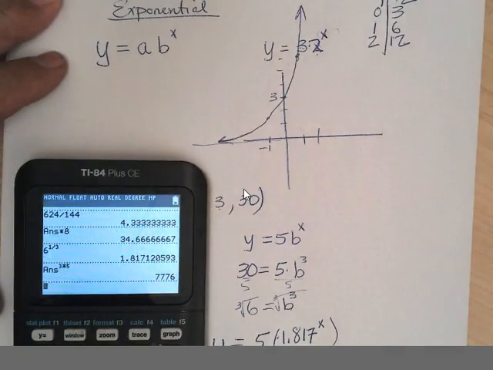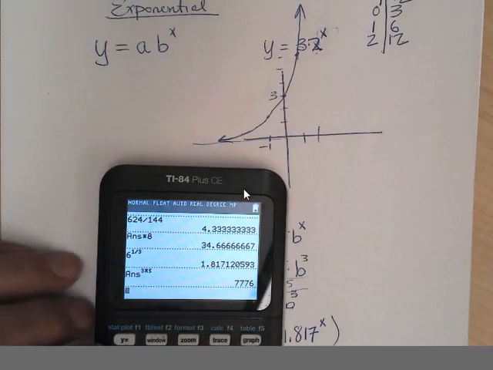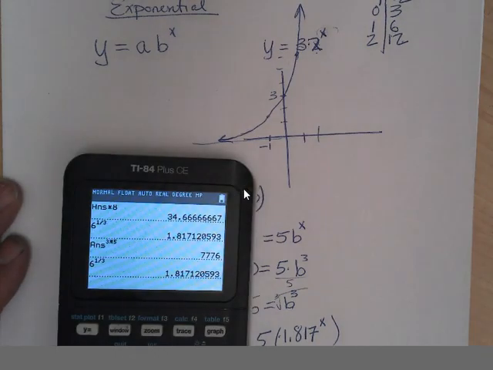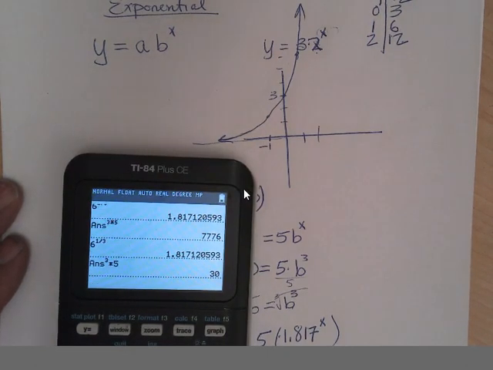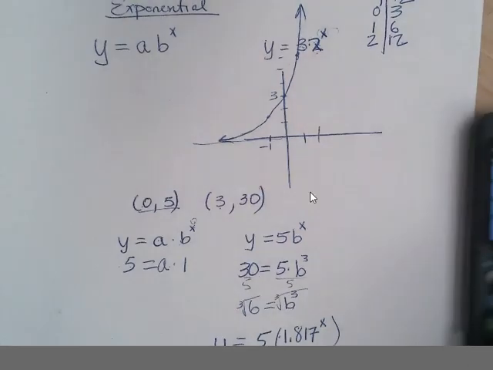Not 30. Oh, I didn't do times 5. I messed that up. That number to the 3, times 5, I should get 30. And I did. Now that I did it right. Okay.